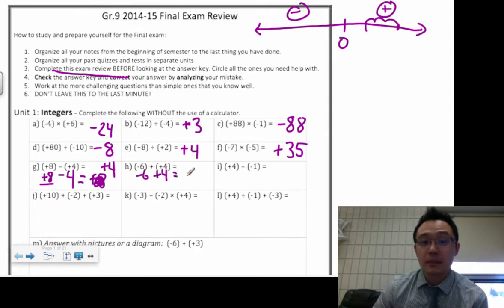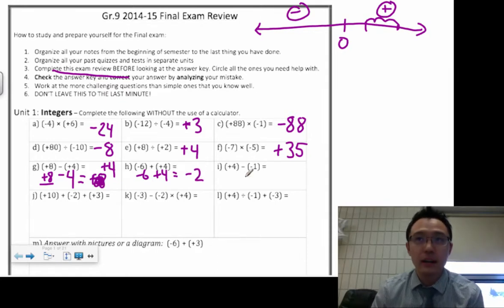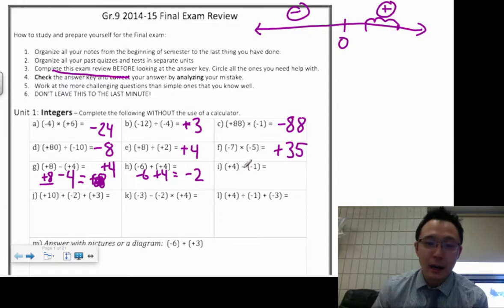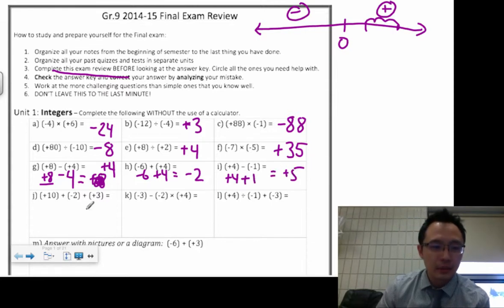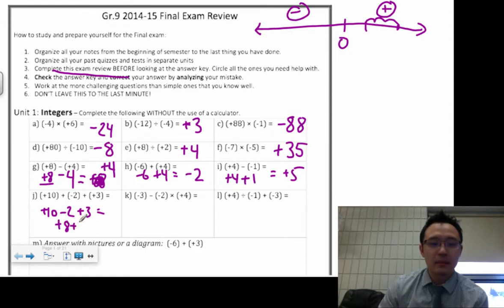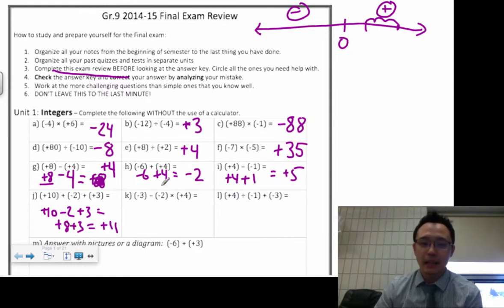H, -6, positive makes a +4. This gives me -2. Make sure you know how to differentiate between multiply, subtract, divide, and adding. I, +4, negative makes me a +1. This is +5. So far so good. +10, -2, +3. This is going to be, ooh, there's a lot of numbers. +8 plus 3. This is going to give me +11. Look at that. Not that bad.